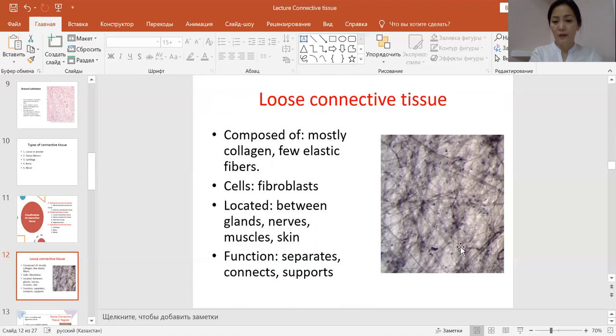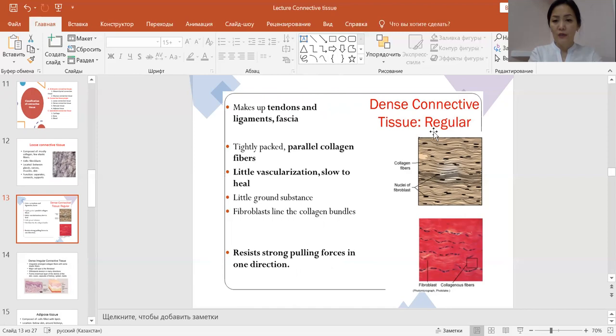Dense connective tissue is divided into regular and irregular. We can say dense regular connective tissue and dense irregular connective tissue. What does it mean? Collagen fibers of dense regular connective tissue are located parallel to each other, but fibers of dense irregular connective tissue are located irregularly.